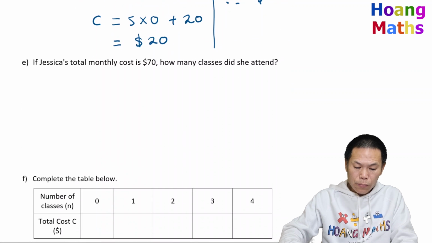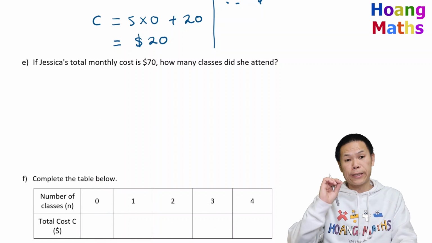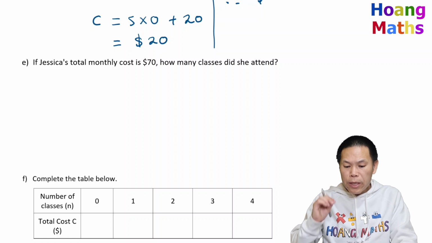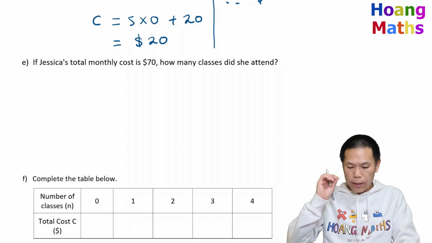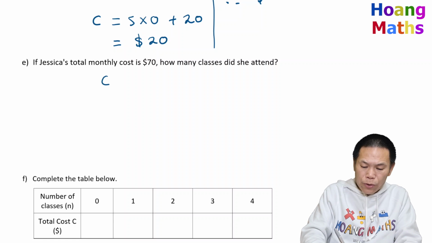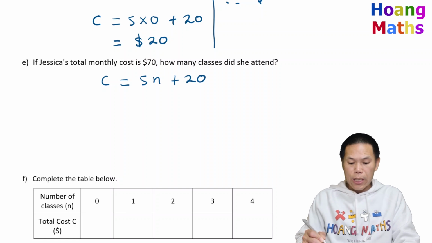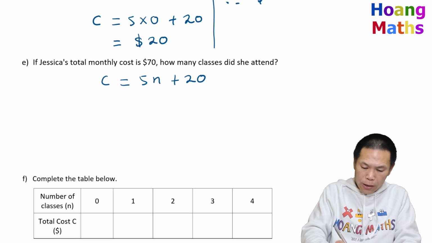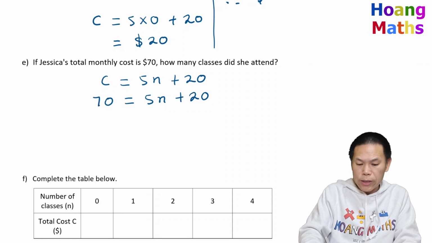Part E. If Jessica's total monthly cost is $70, how many classes did she attend? So we know that the cost, that is C, is 70. So let me write down the rule first. C equals 5n plus 20. So C is 70. So that is 70 is 5n plus 20.